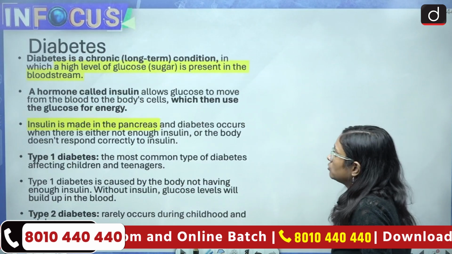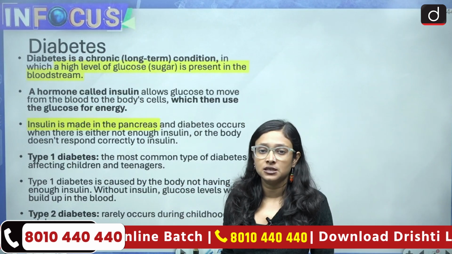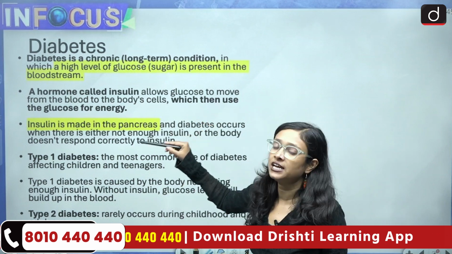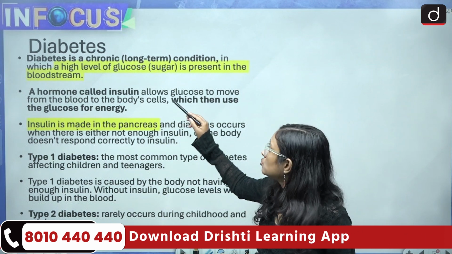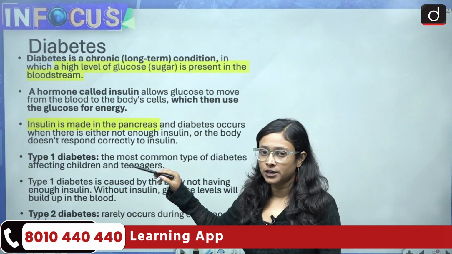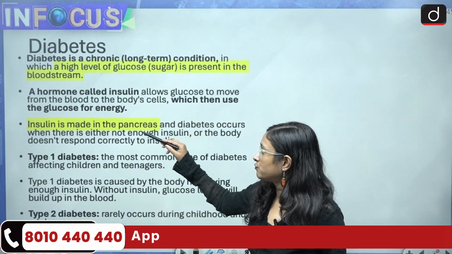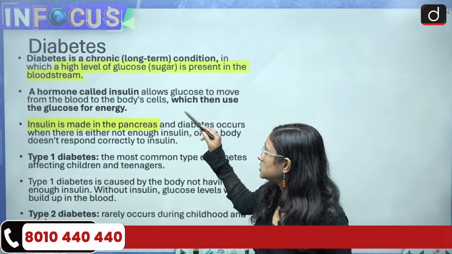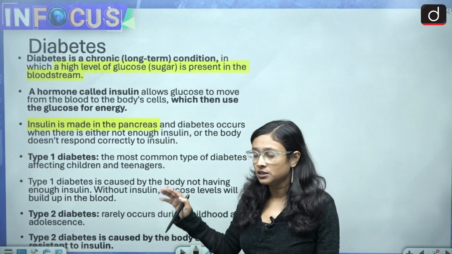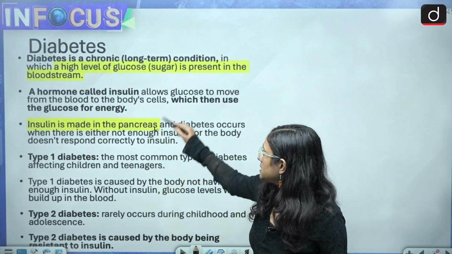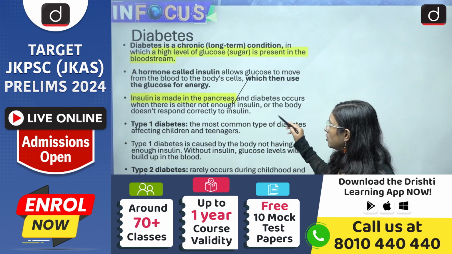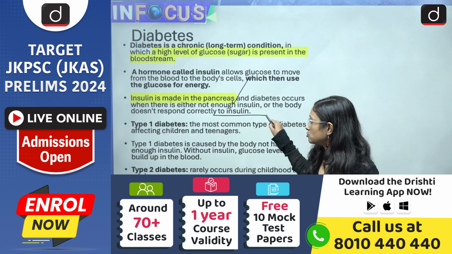So next one is about diabetes. Diabetes is a chronic, which means long-term, condition in which a high level of glucose, also sugar, is present in the bloodstream, and a hormone called insulin allows glucose to move from blood to the body cells, which then use the glucose for energy. And as you already know, insulin is made in the pancreas, and diabetes occurs when there is either not enough insulin or the body does not respond correctly to the insulin.